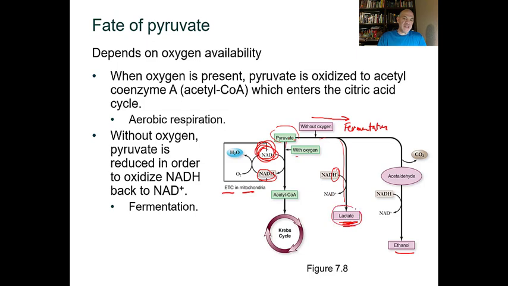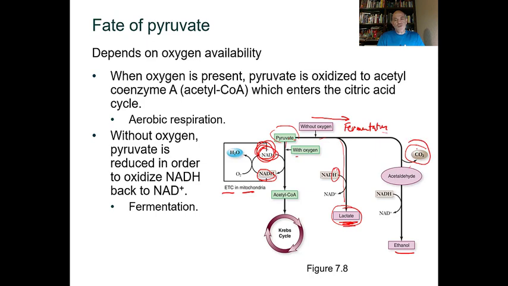And again, bacteria and other microbes can do this, and animals can do this in their muscles. If we are overusing our muscles and we don't get enough oxygen in the muscles, we start going through lactic acid fermentation. In microbes, they go through alcohol fermentation over here, and that's going to involve decarboxylation.